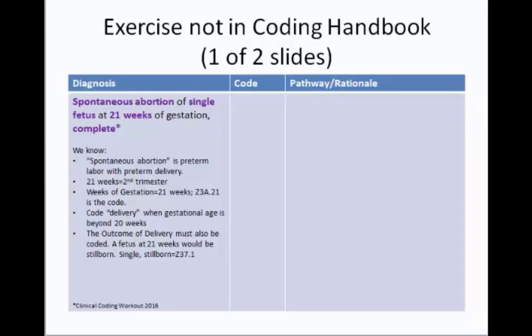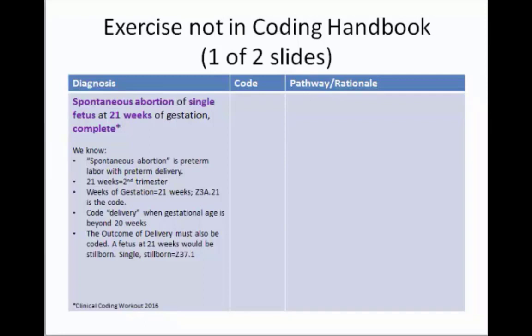Okay, let's look at a couple that are not in the coding handbook. This is a spontaneous abortion of a single fetus at 21 weeks. Complete meaning a complete abortion. You have spontaneous abortion, you can have a complete, meaning all the products of conception were expelled, or you can have an incomplete, where the body has retained some of the products of conception, and you often have to have a D&C.